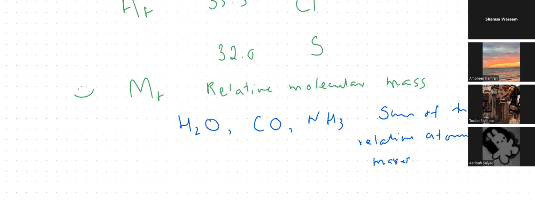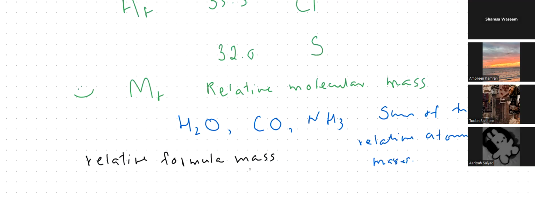Achha, BT, what about the relative formula mass? Amreen, Tuba, do you know? Anya? Anya is still not here. Okay. What about the relative formula mass? What is it? Relative formula mass. What is the relative formula mass? Anybody knows about it? This is also between the relative molecular mass. Okay, but when you're calculating the mass of ionic compounds, we say this MR as relative formula mass.